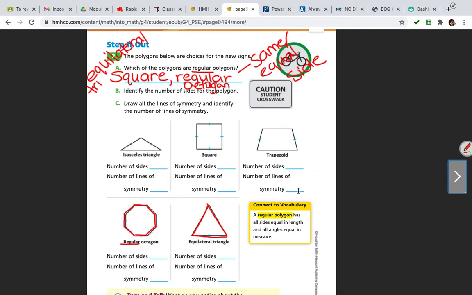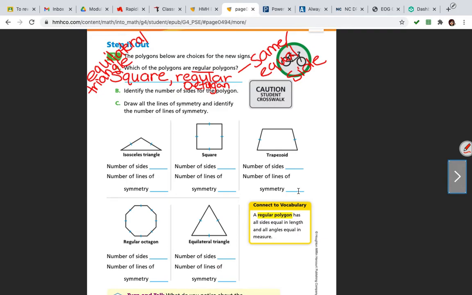I write too big for the space they give me. They always give us just a little line. So the 3 shapes that would be regular polygons would be the square, the regular octagon, that's OCTAGON, and the equilateral triangle. So let's look at the shapes below. I'll clean these up.